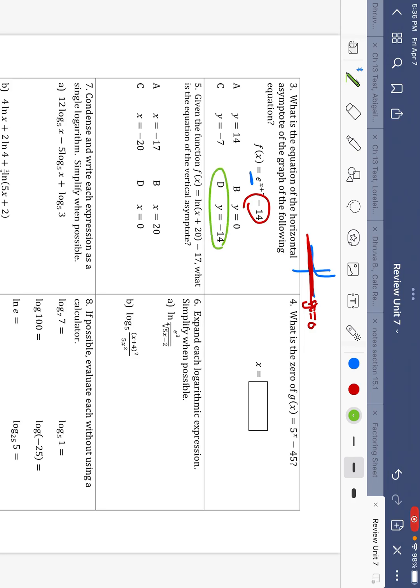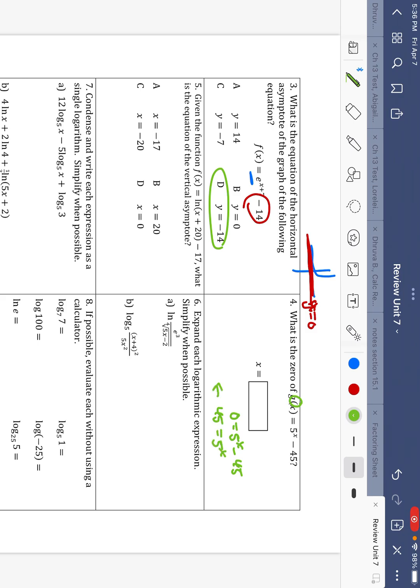All right, here we're going to just do this on our calculator. But actually I'm going to do this by hand because you know how to do it on your calculator. So the 0, that means the x-intercept. That means my y value is 0, right? So I got 0 equals 5 to the x minus 45. So I'm going to add 45. So 45 equals 5 to the x.